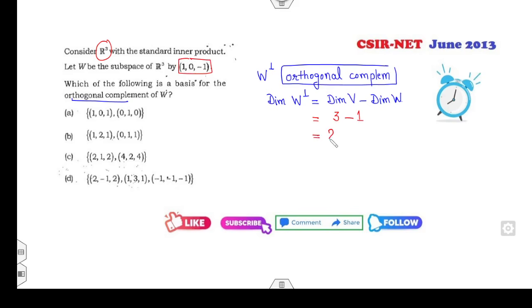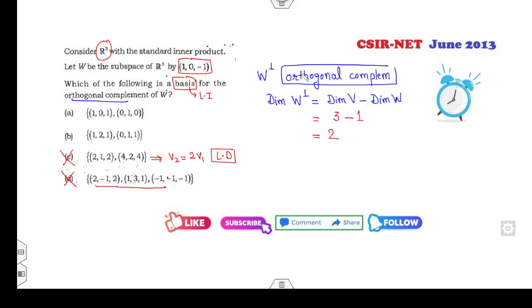So that means the dimension of the W orthogonal complement is 2, but you can see they are giving 3. Fine. Now, which of the following is the basis? Basis means your target is to find linear independence. But you can see from the fourth option, V2 is twice V1, that means they are linearly dependent. So the third option is also cancelled.